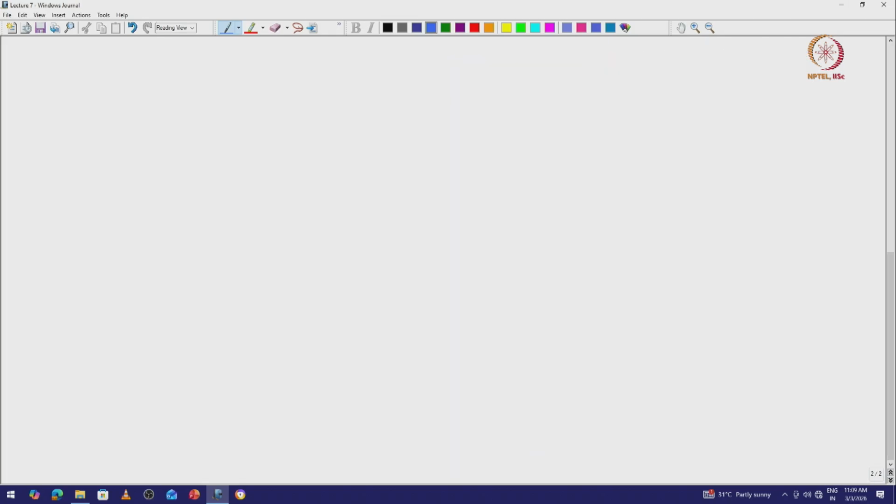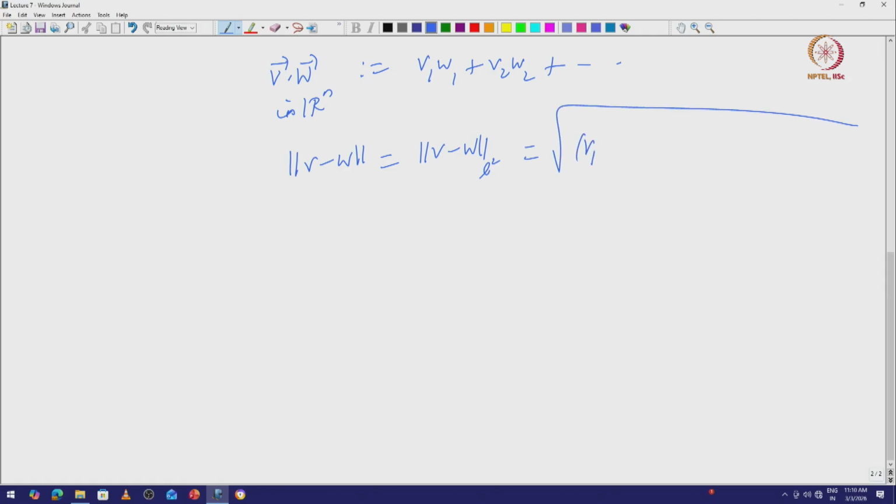So how do you measure distances? We will usually use the usual dot product in Rn, defined in the usual manner, v1 w1 plus v2 w2, etc. And the norm coming from it, so the distance between v and w is defined to be the L2 norm coming from this, which is the square root of (v1 minus w1) squared plus (v2 minus w2) squared, and so on.